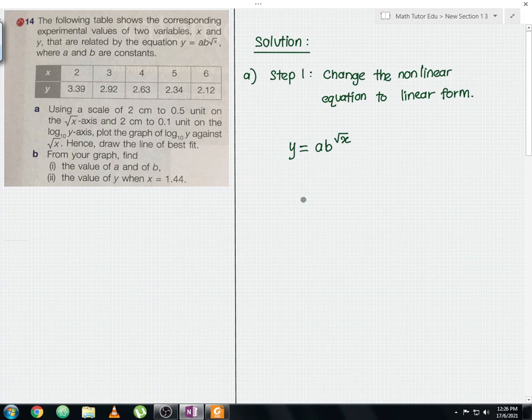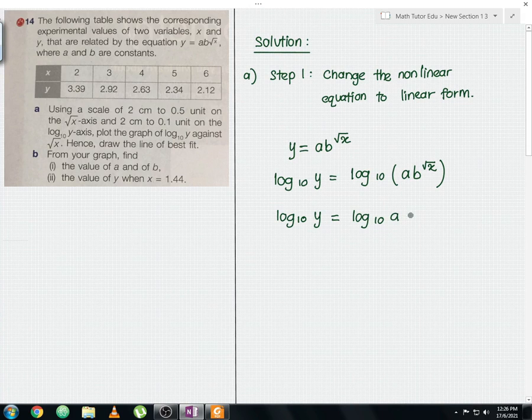Okay, so for the next step, we're going to log both sides with respect to base 10. So from here, log 10 y is equal to log 10 in the bracket ab to the power of square root x. Okay, so continue to the next step. For the left hand side, it still remains the same, log 10 y. Whereas for the right hand side, we can split this single logarithm into two separate logarithms, where it will be log 10 a plus log 10 b to the power of square root x.